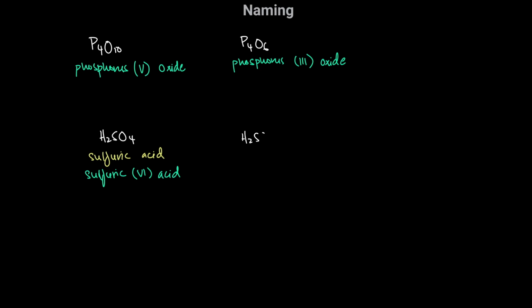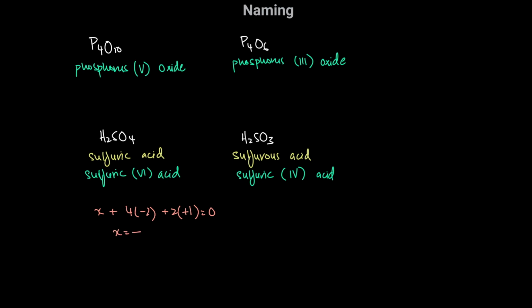Similarly, H2SO3, another compound that we're familiar with, is known as sulfurous acid. But it may also be referred to as sulfuric 4 acid, because the oxidation number of sulfur in this compound is +4. So if you just do the calculation for sulfuric acid or sulfuric 6 acid, let's say sulfur is X, we know that the 4 oxygens are -2, and then the 2 hydrogens are +1. The overall is 0, so X comes out to +6. So the oxidation number of sulfur here is +6, hence the name sulfuric 6 acid.